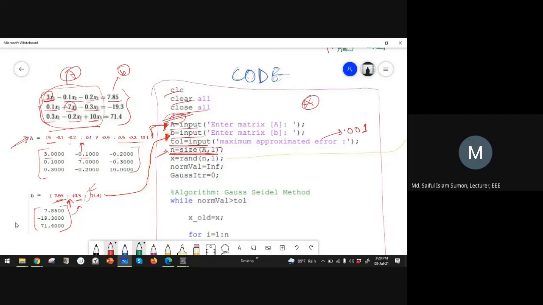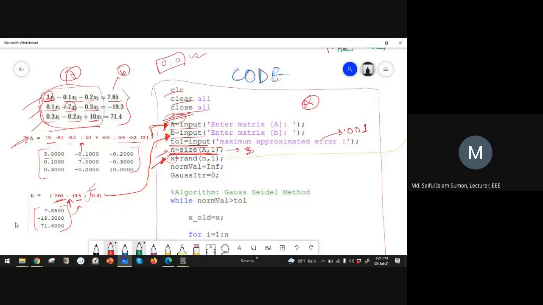n is equal to size of A comma 1. It will give the row number of A, that means it will be 3 because 3 rows are there. After that, I will consider x as the solution. As I have told, I need to take any initial guess. Can you remember, whenever I was solving the equations, I took 0, isn't it? Yes, sir. Here they haven't taken 0. That doesn't matter, because when I did it by hand, 0 was helpful for calculating, but the computer is doing this, so let it take the pain.